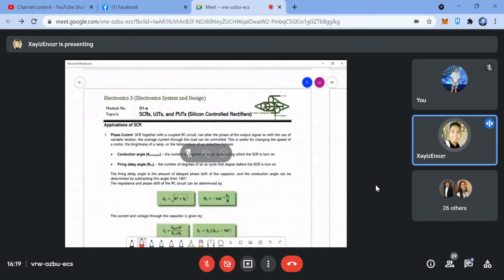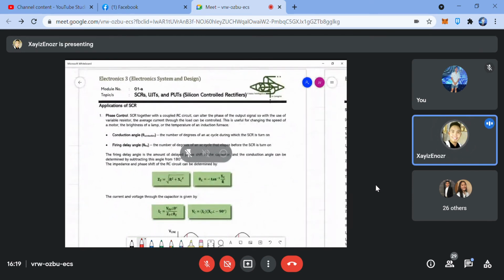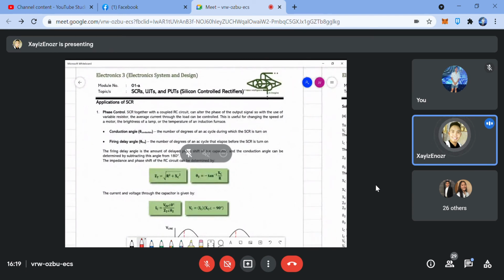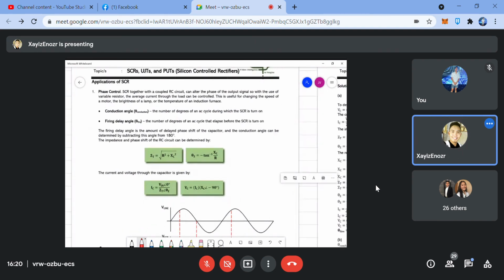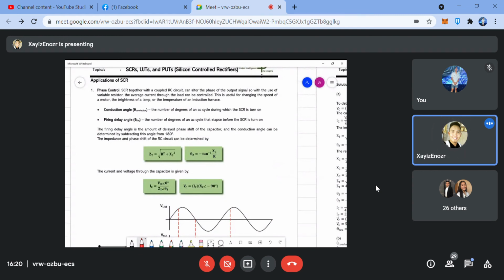Okay, so let's now go on. Ano ba yung kadalasang application ng SCR? First, yung tinatawag nating phase control. So sa phase control, SCR together with the coupled RC circuit can alter the phase of the output signal. So with the use of variable resistor, the average current through the load can be controlled. This is useful for changing the speed of a motor, the brightness of a lamp, or the temperature of an induction furnace. So sa phase control, meron tayong tinatawag na conduction angle. Ito yung number of degrees during which the SCR is turned on.